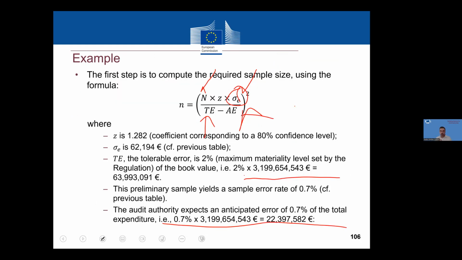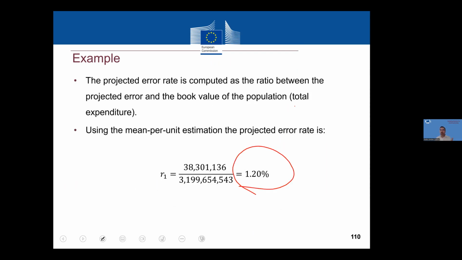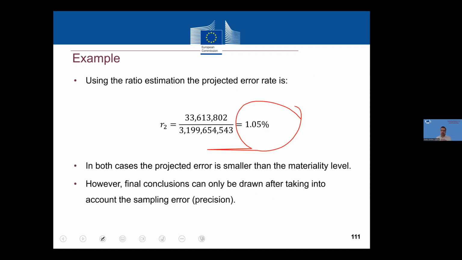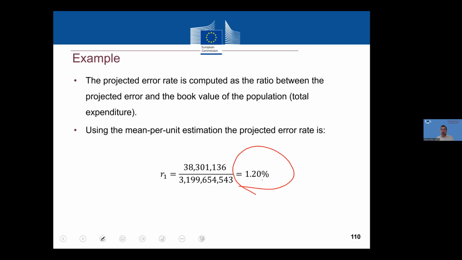Now, done. Although we know that the two projected error rates are quite similar, let's, for the sake of the example, calculate precision in both cases. So again, parameters are known: population size, the same Z that I have used before, sample size is 55. What about the standard deviation of the error amount? I will get it from the sample.